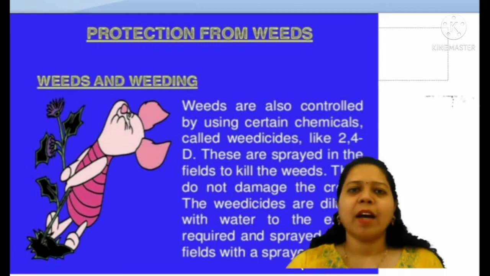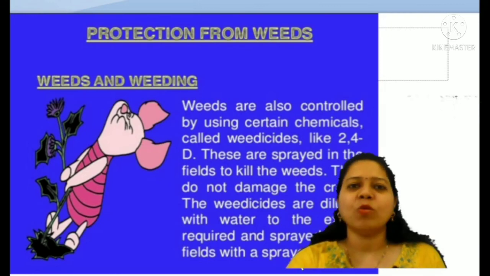These weedicides are not harmful for the crops. We dilute them by adding water, and we apply this weedicide with the help of a sprayer on those crops, which will help to kill those weeds.